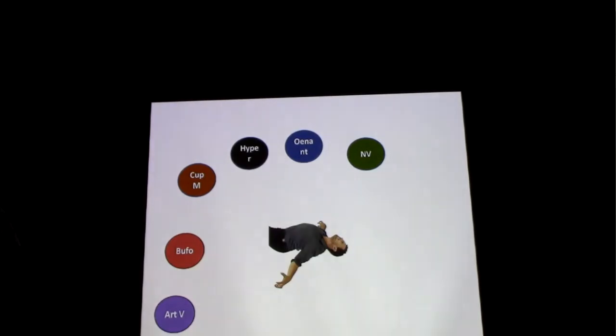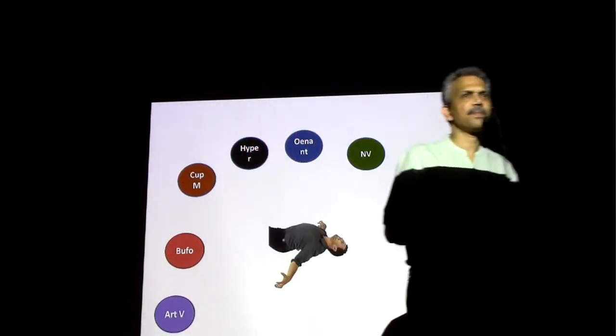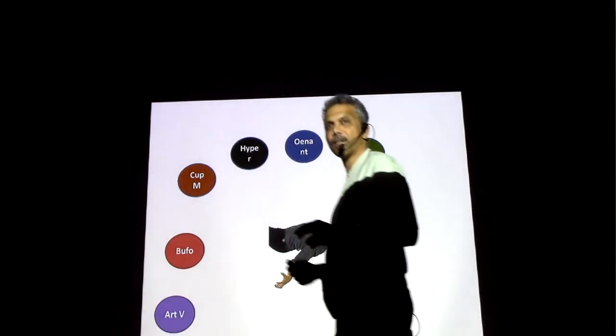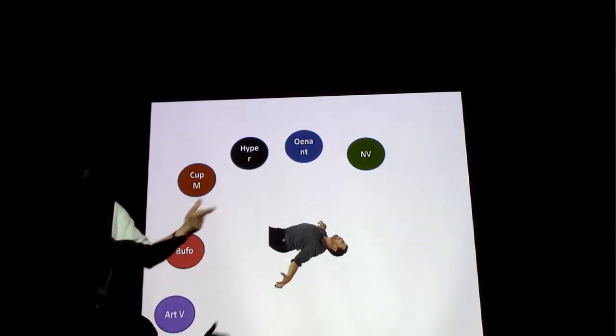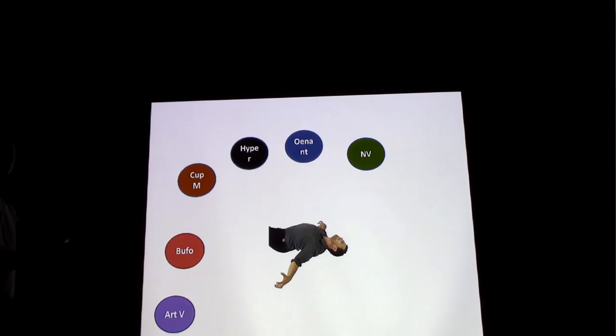Oenanthe, and then somebody was talking of Nux vomica. What is special about Nux vomica? Okay, with consciousness, convulsions with consciousness. Okay, I have a beautiful case of Nux, I will be discussing it a little later. Convulsions, Nux vomica, and then you also have Argentum nitricum.